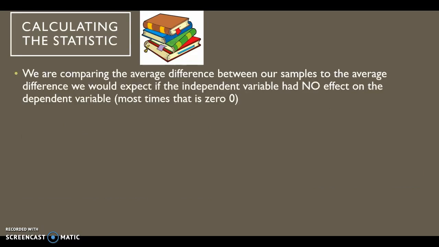Okay. We're basically computing an average difference between these 2 samples, pre-post or matched in some way, to an average difference that we would expect if there was no effect of the independent variable on the dependent variable, which is basically a 0 difference. We're looking at the average difference we got compared to a 0 difference. Remember, 0 is always in the null, and it's always the null that we're testing.